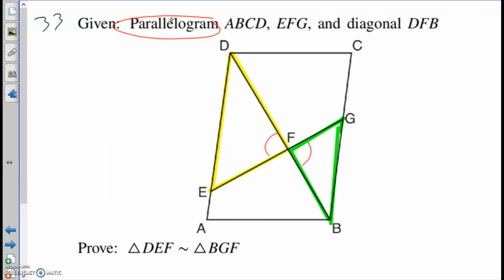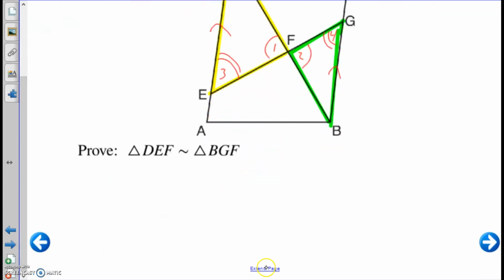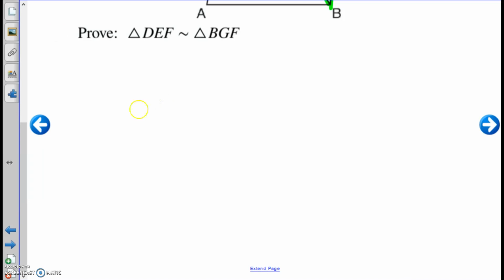And when you're given parallelogram, you have parallelogram properties. And one of those properties is that opposite sides are parallel. And with these parallel lines, we're going to have that Z pattern and alternate interior angles. So these angles here and here are alternate interior. So I'm going to call these 1 and 2 because I saw those first, and I'll call these 3 and 4.